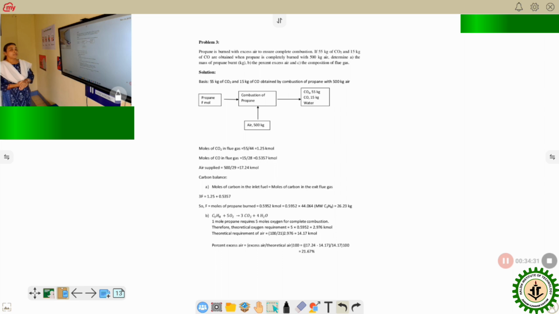So up to this you learned today. The composition of flue gas, every component present in the flue gas, will come out from the component material balance of the fuel. It is a bit lengthy and it will be discussed in the next class.